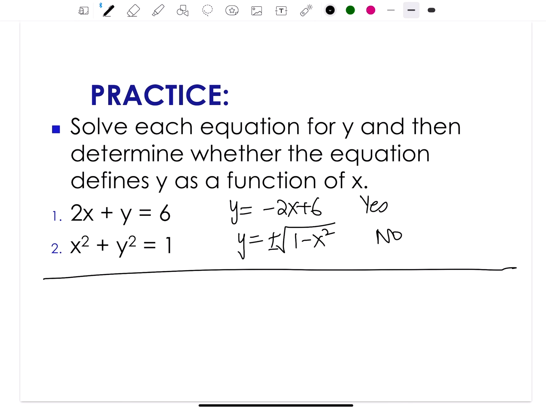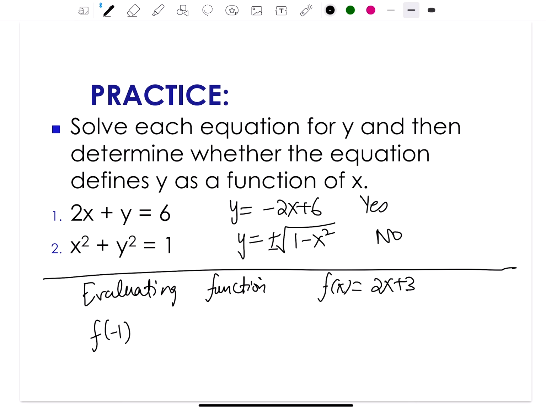Next, we'll talk about evaluating functions. For evaluating a function, we could be given f of x equals 2x plus 3. We could be asked to find f of -1, given the equation form, or to find f of 0, or to find x when f of x is equal to 5. So I'm going to create this problem right now and go through it.